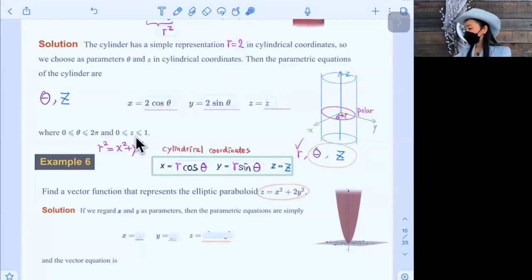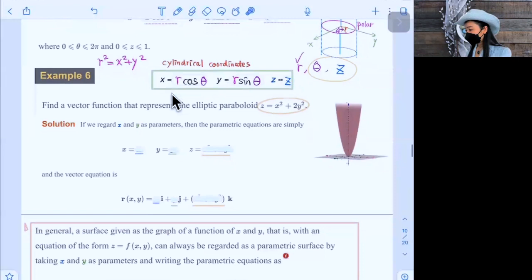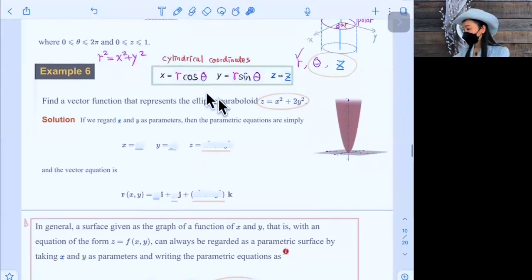And then we also state the domain D. What's the restriction on theta? Theta is between 0 and 2 pi. What's the restriction on z? z is between 0 and 1. Then these will be the parametric equations we're looking for. Okay, good job. Let's look at the next example, example 6.